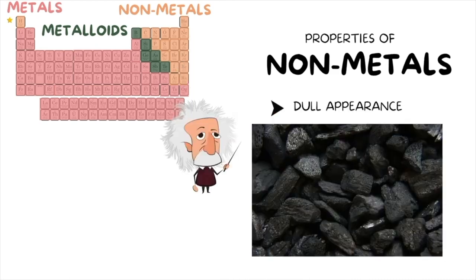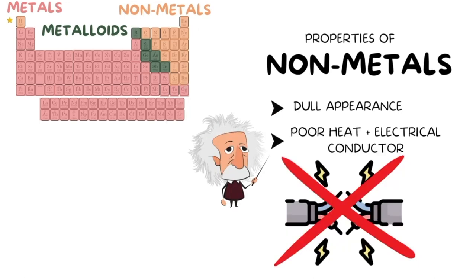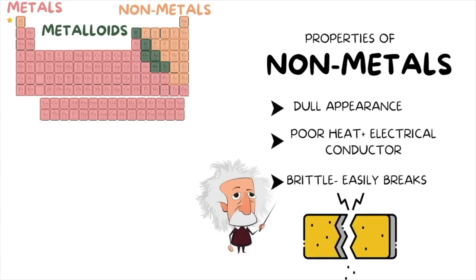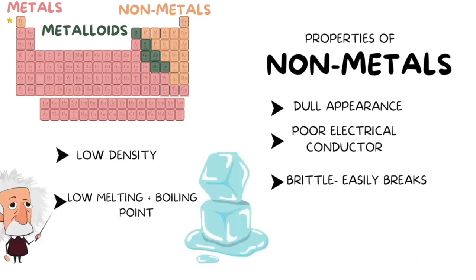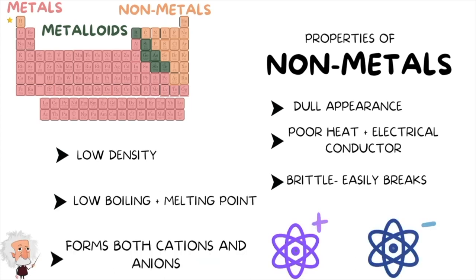They are poor heat and electrical conductors. They are usually brittle and easy to break, and they have a low density. They also have a low melting and boiling point, so it does not take a lot of energy to get them to a boiling or melting point. Also, they form both cations and anions.